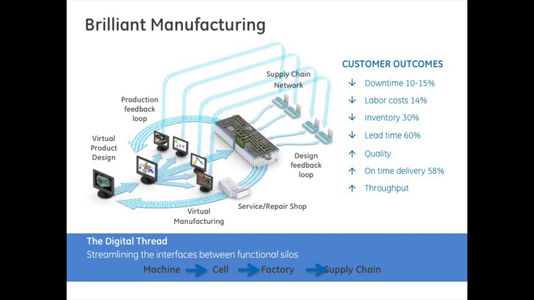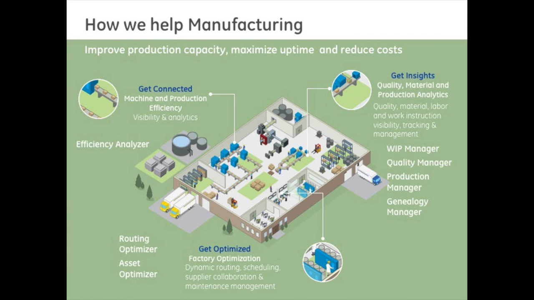And we talk about this in terms of connecting the digital thread between the different systems so that as you design your product, it's designed for manufacturing. The digital thread is about connecting machines, data, and people to make better business decisions. So what's in the Brilliant Manufacturing suite and what are the primary outcomes? The overall suite optimizes factories and supply chain to improve production capacity, maximize uptime and asset return, and reduce running costs.